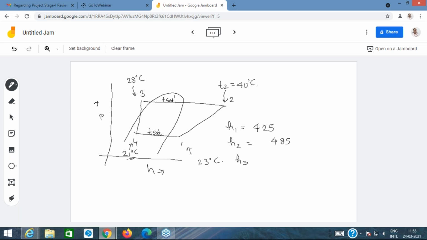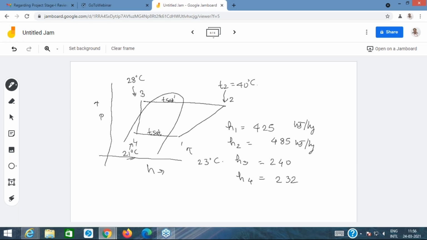All in kilojoules per kg. H3 is 240 kilojoules per kg, and in the ideal case H3 is equal to H4, but in this case H3 and H4 are not the same because it is not the ideal cycle, it is the actual cycle. Okay, so this will give us some typical readings.